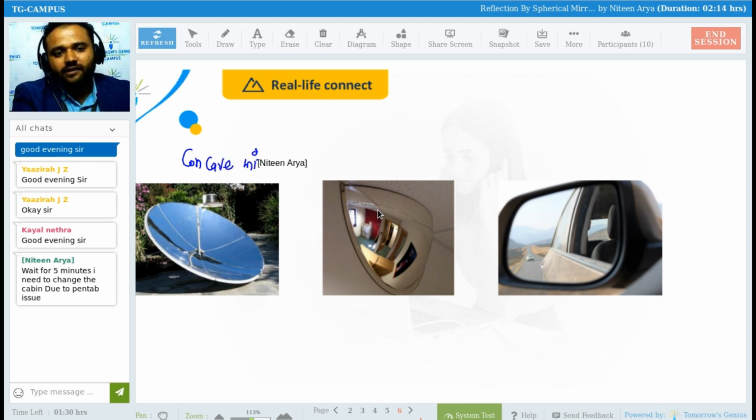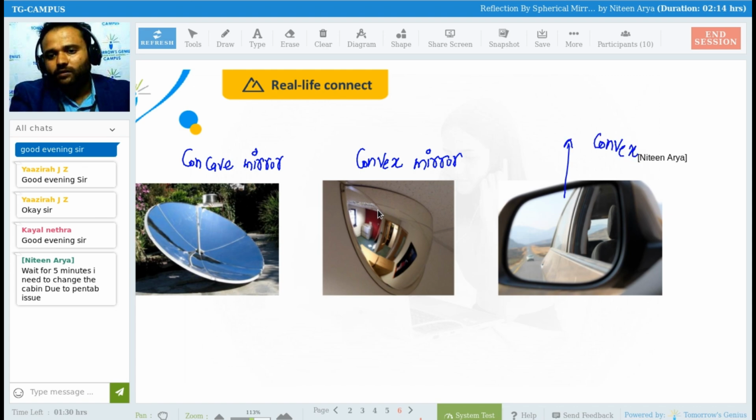A concave mirror is like a dish antenna or any antenna which is going to capture most of the light, or a solar panel also. This is simply a convex mirror. Maximum number of times you are going to see that in large shopping centers, mirror malls, or in metro stations, and that is your side view mirror.